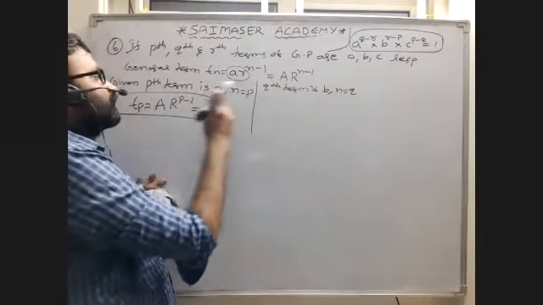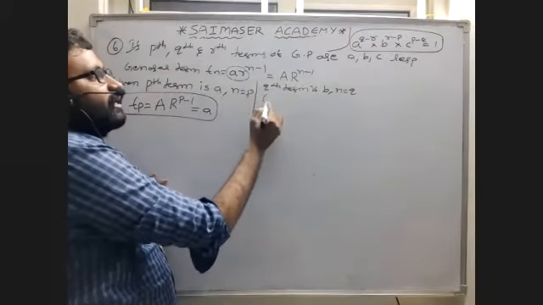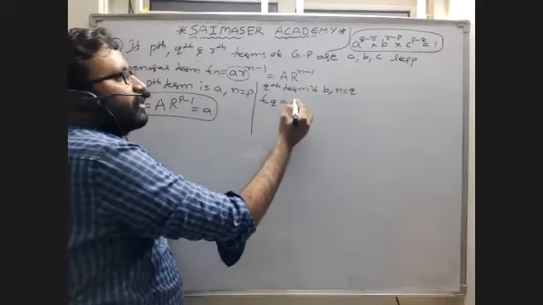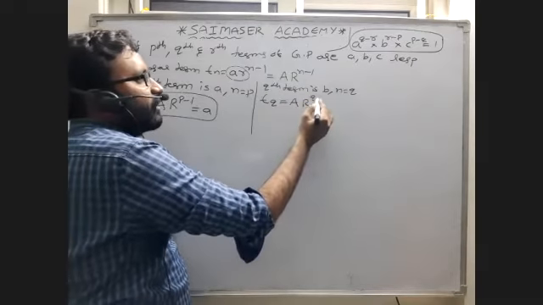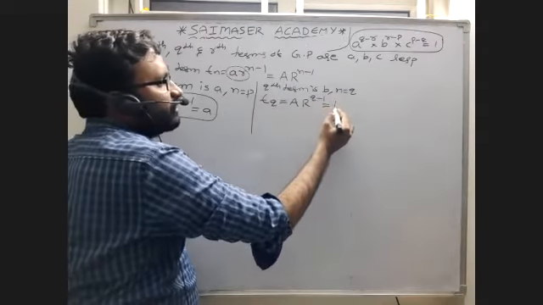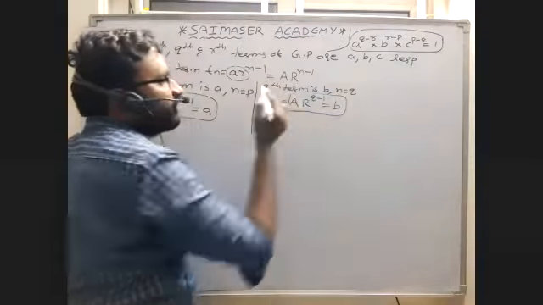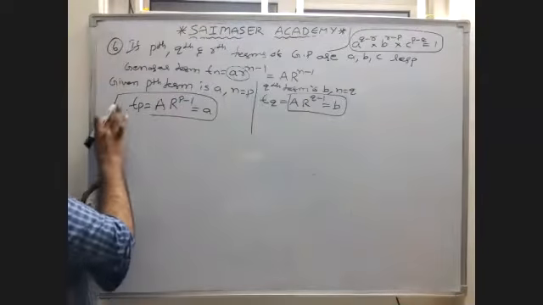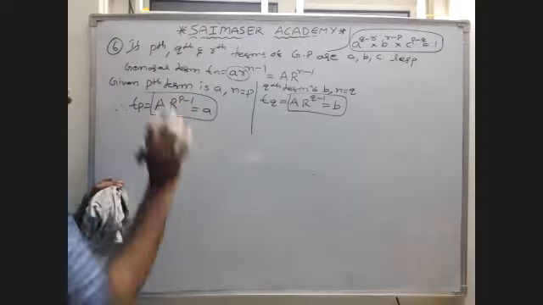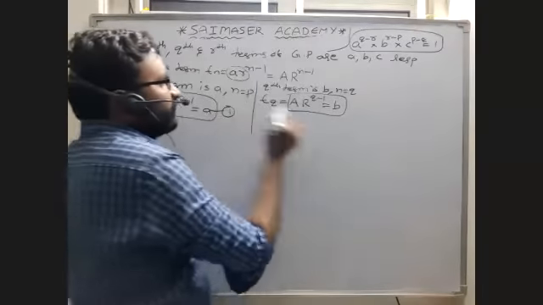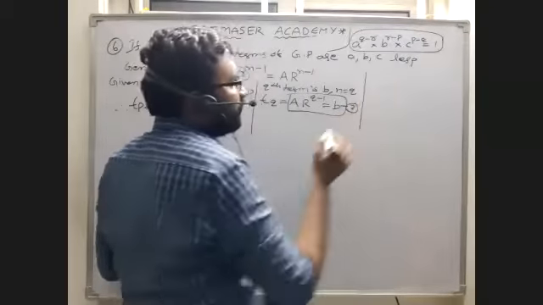Then by applying this formula, T_q is equal to a r^(q-1) is given as b. Here also write the bracket up to here only. This is the only formula we require. That is equation number 1, equation number 2, and also the last one is given.